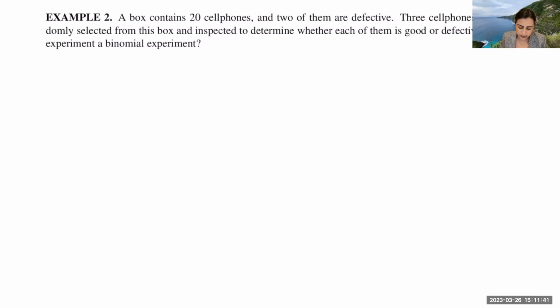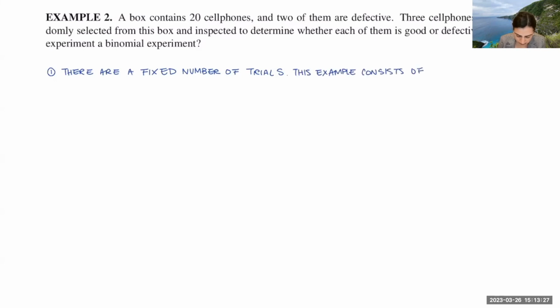of the trials. Step 1 is, how many trials do we have? Do we have a fixed number of trials? There are a fixed number of trials. And in this case, a trial would be inspecting a cell phone to tell whether it's good or if it's defective. So there are a fixed number of trials. So this example consists of 3 identical trials where a trial represents the selection of a cell phone.